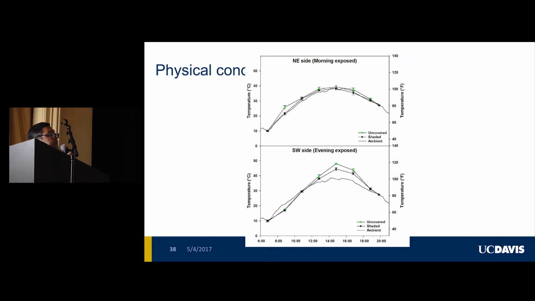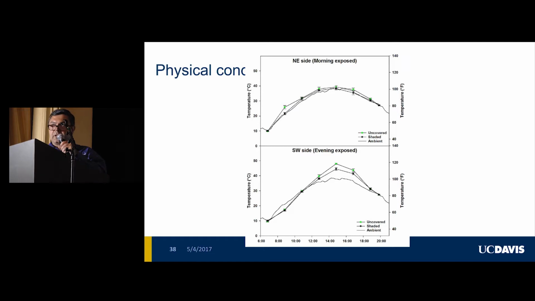So we have tracked this. Here's uncovered, shaded, and ambient. Not much is happening on the morning side. On the afternoon side, exposed berries, we are seeing a huge spike in the uncovered berries, 48 degrees Celsius, roughly about 128 degrees Fahrenheit. They start heating up right around noon, get up to about 120 degrees Fahrenheit, and stay there till about 6 o'clock in the afternoon, roughly about 4 hours.